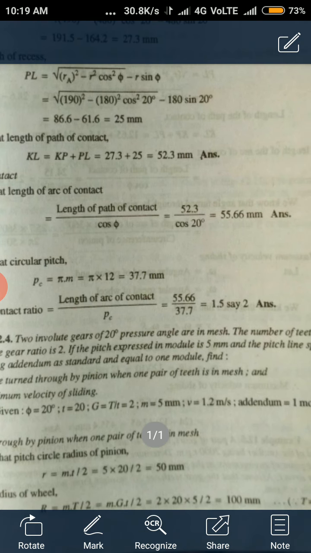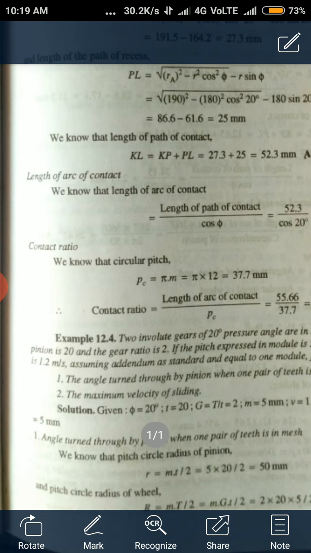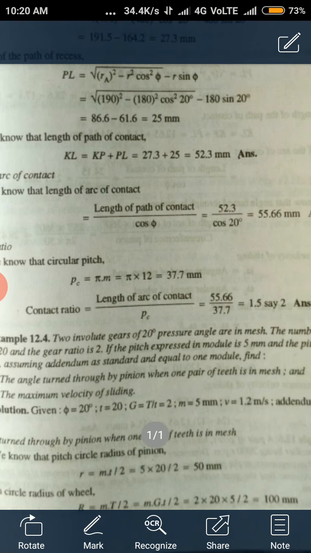Next, the pitch expressed in module is 5 mm, and the pitch line speed is 1.2 meter per second. So he has given you the velocity, 1.2 meter per second. Assuming the addendum is standard and equal to one module, the addendum equals the module. The module is already given as 5 mm, so the addendum equals 5 mm.